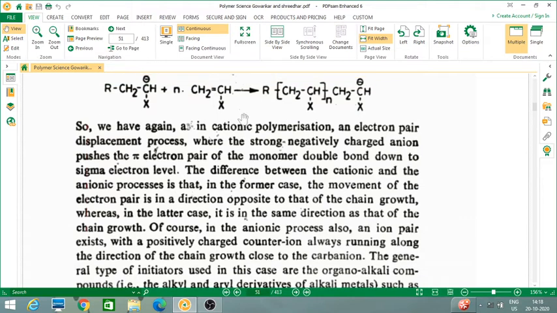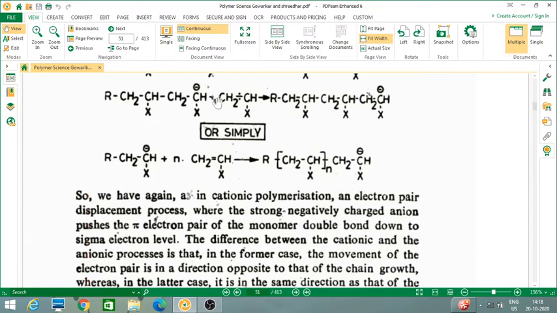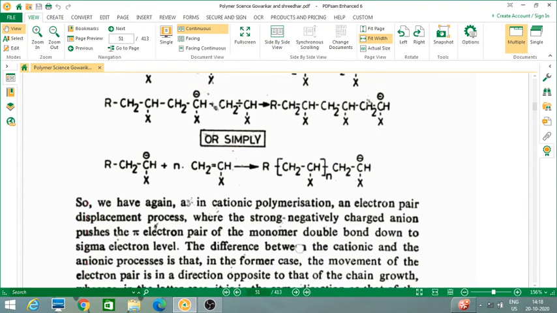So I was wrong. So this is in the direction same as that of the chain growth because CH2, this bond is forming, and CH2 and this C, it is opposite in the direction, opposite here.